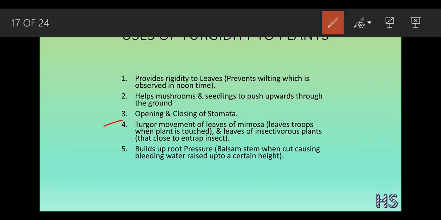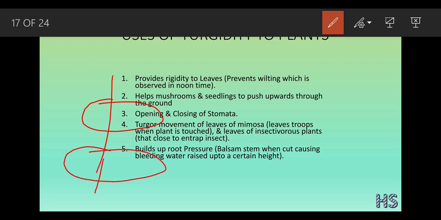Now the fourth point, that is the turgor pressure helps in the leaves of the mimosa, okay. You have already studied about this part. Mimosa is very well known as the touch-me-not plant also. What happens? See, suppose these are the leaves, okay. I'm going to make it big in order to make you understand, these are the leaves of the mimosa. When suppose a person touches the leaves, what happens?